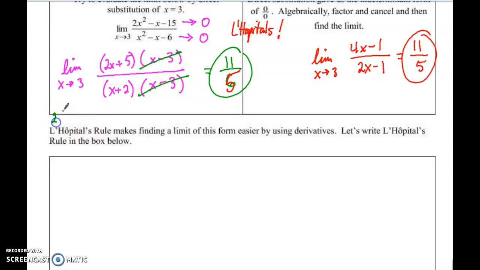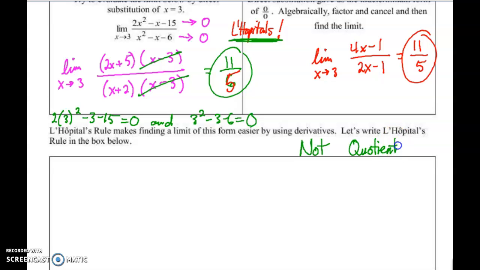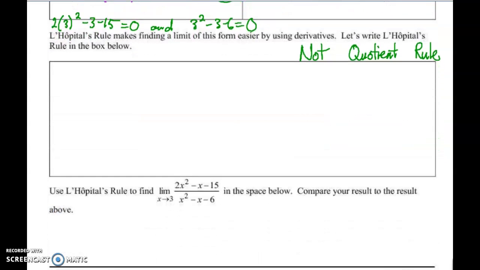You could write out that 2 times 3 squared minus 3 minus 15 is equal to 0, and 3 squared minus 3 minus 6 equals 0. Then we can use L'Hopital's rule, which is the derivative of the top and the derivative of the bottom, and then direct substitution. Notice that it is not the quotient rule. I've seen so many students try the quotient rule here. You do not do the quotient rule on this problem. Okay, and I already did that.